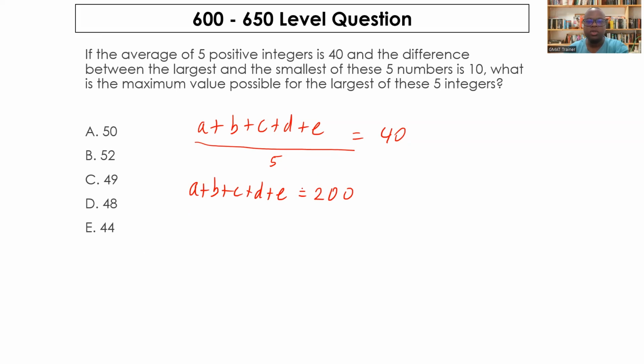What else have we been told? We've been told that the difference between the largest and the smallest of these 5 numbers is 10. So E minus A, if E is the maximum value and A is the least value, is equal to 10. That's what we've been told. Therefore, E equals A plus 10.